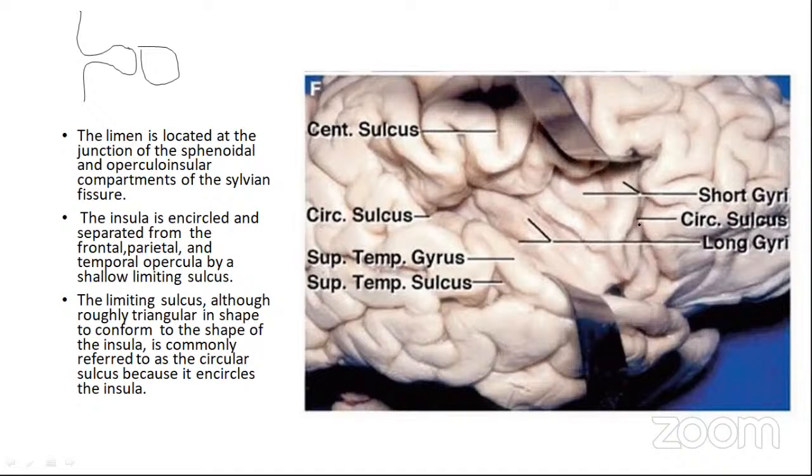The limiting sulcus is roughly triangular in shape because the insula is triangular in shape, but it is commonly referred to as the circular sulcus because it encircles the insula. So although the insula is triangular and the limiting sulcus running around it is triangular in shape, it is called the circular sulcus because it encircles the insula. So this sulcus that is running around it will be the circular sulcus.